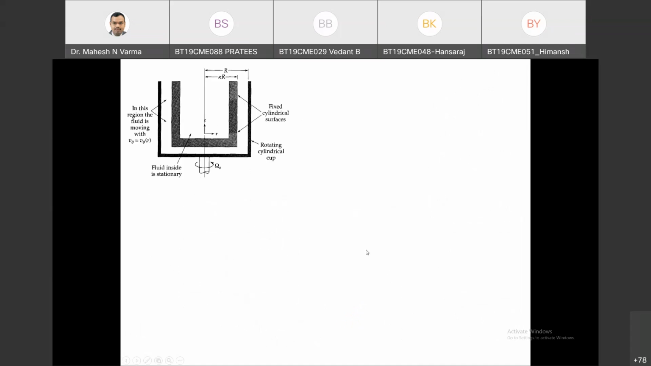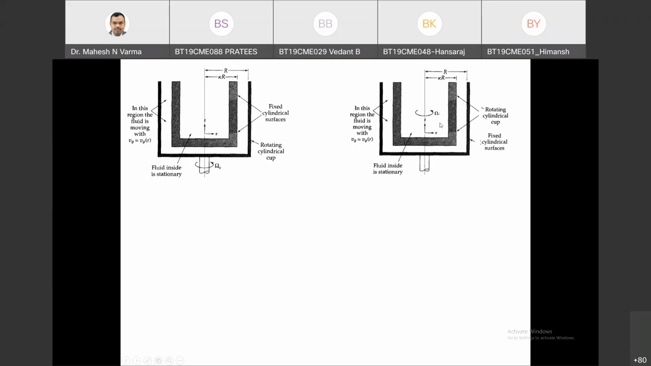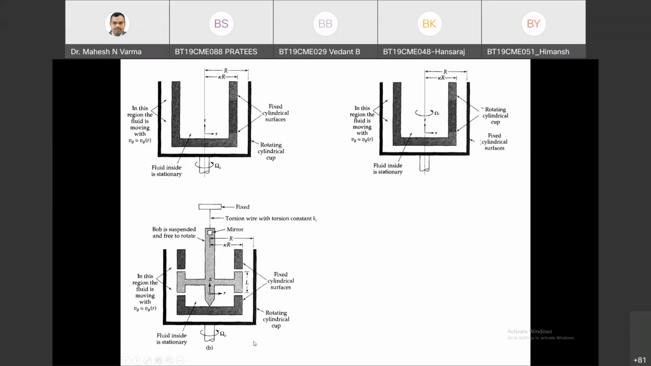Just to summarize, we started our discussion on equation of change with a two-cup arrangement where the outer cup is rotating and the inner cup is steady. This is kappa, this is R. In the second case, the outer cup is steady and the inner cup is rotating. It is the same two-cup arrangement, but here the inner cup is rotating and the outer cup is steady. Based on this, we had the two-cup viscometer, where the inner cup is fixed with a suspended bob, free to move.